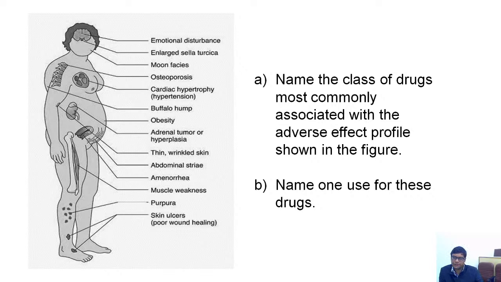Okay, one use for these drugs, so it can be endocrinal use or non-endocrinal use. Endocrinal use like acute adrenal insufficiency or chronic adrenal insufficiency, which is Addison disease, or congenital adrenal hyperplasia, or non-endocrinal uses like bronchial asthma, rheumatoid arthritis, or anaphylactic shock, or it can be anything. Whatever comes to your mind, you can write it down. Okay, but it should be specific.